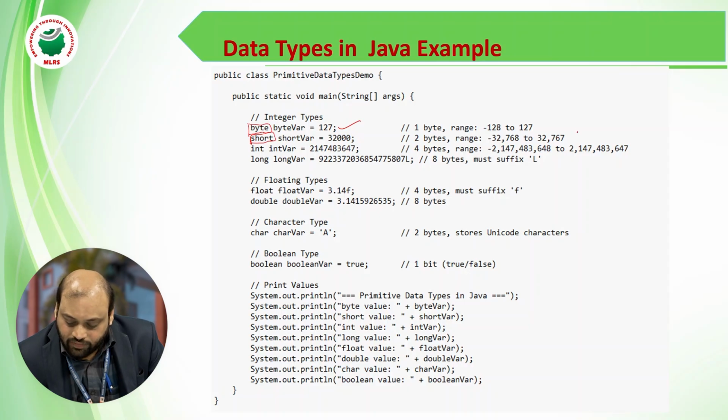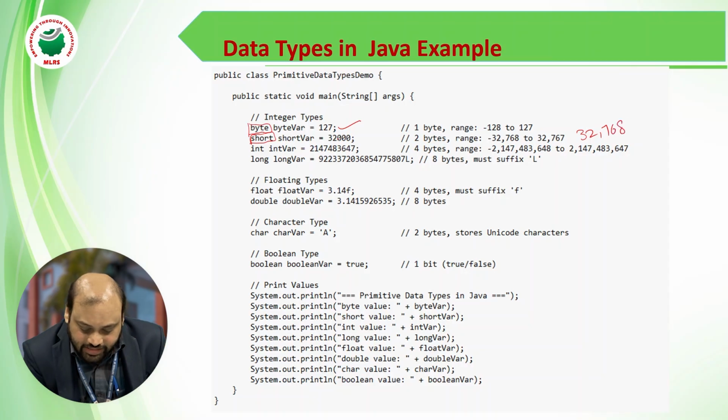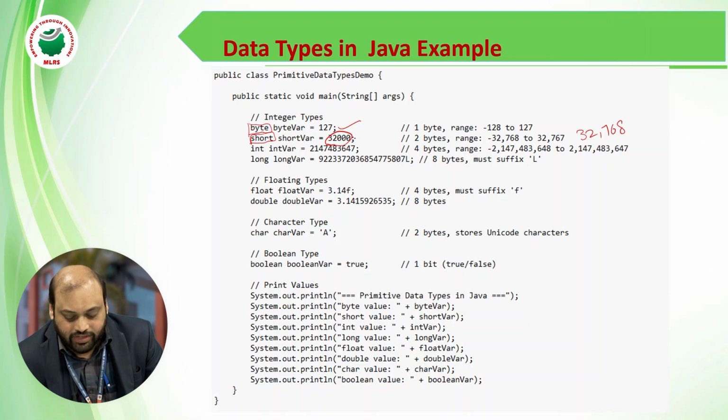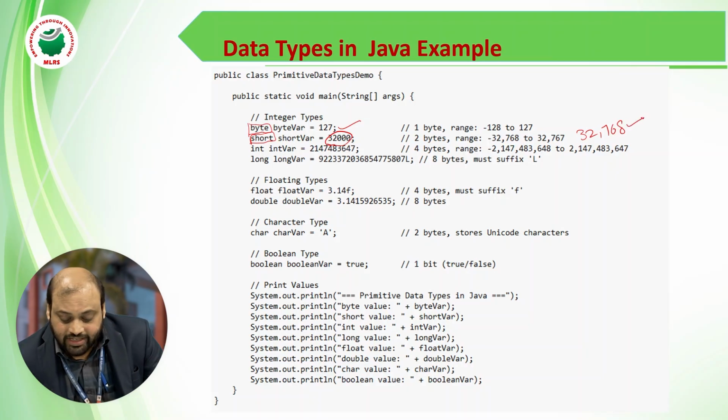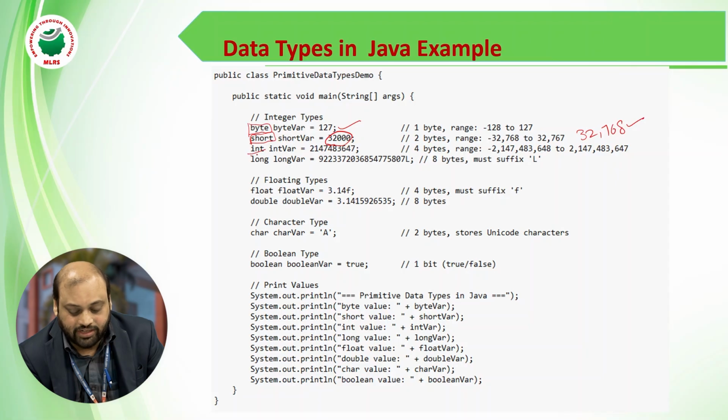For example, if you declare 32,768 in a short, you are going to get an out of range error, a compile time error. So only this range is allowed. If you want more than this, go for the next level, that is integer. If you want to store 32,768, go for the next level.